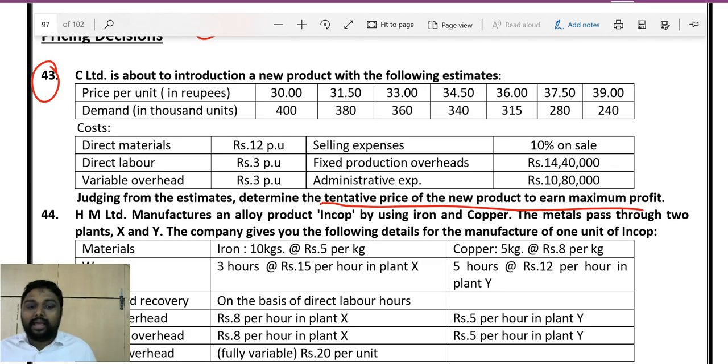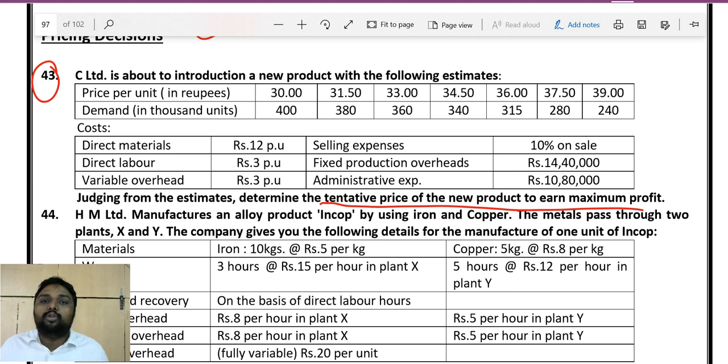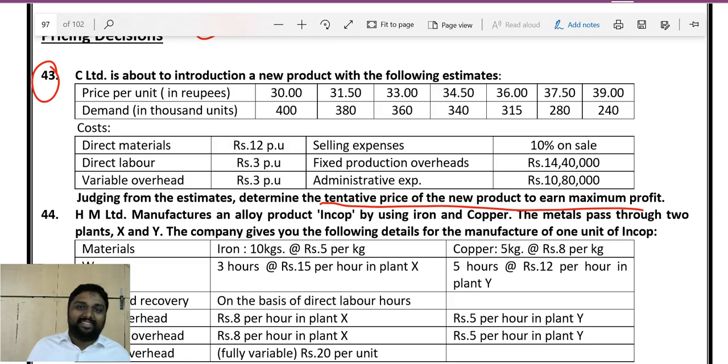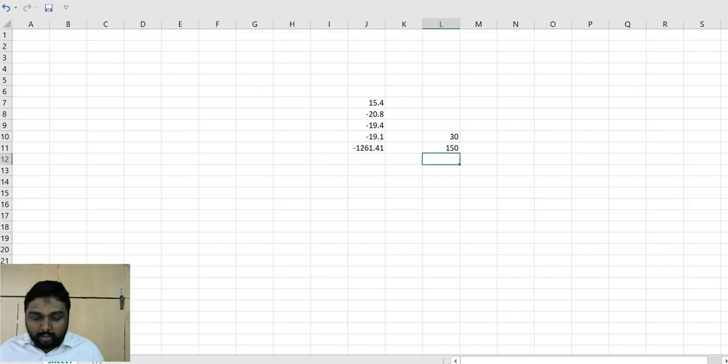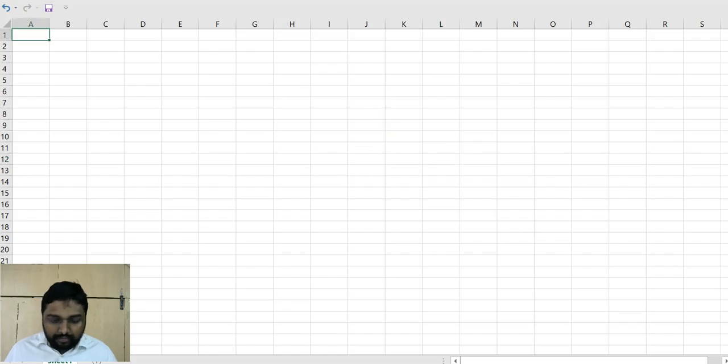So what we have to do? We have to prepare a schedule telling profit under each of the courses of action. So whichever course of action gives the higher profit, that will be the price. Are you ready? So this we will do in Excel, so that the calculation will be easier.